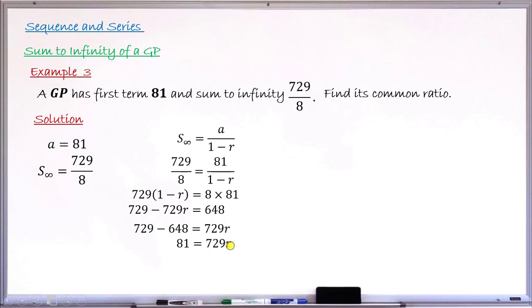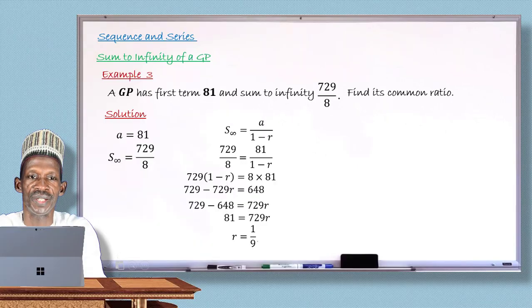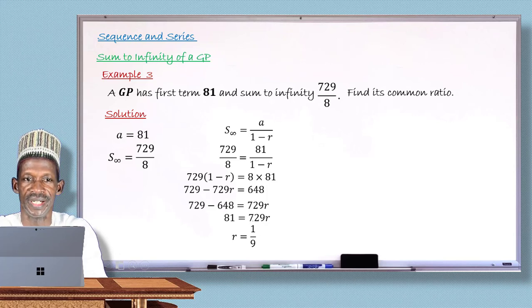Next, we divide both sides by the coefficient of r, which is 729. Dividing 81 by 729 gives 1 over 9, and dividing 729r by 729 gives you r. So r is now equal to 1 over 9. With this, I have come to the end of this very lesson, my dear student. I hope you find it resourceful.